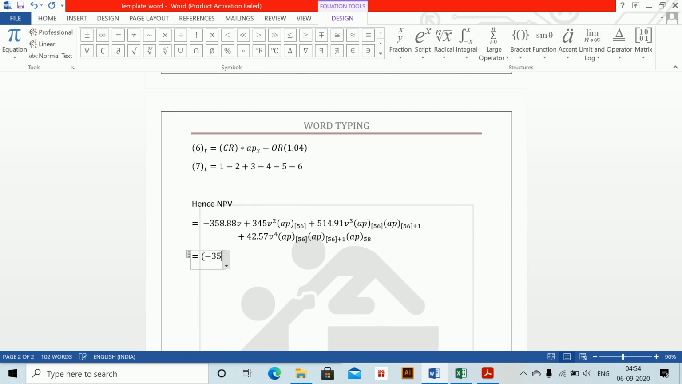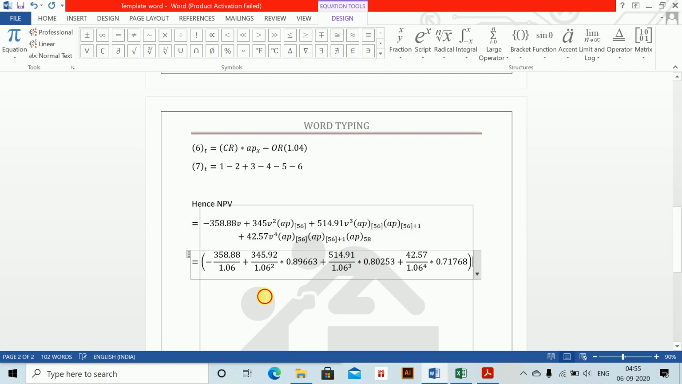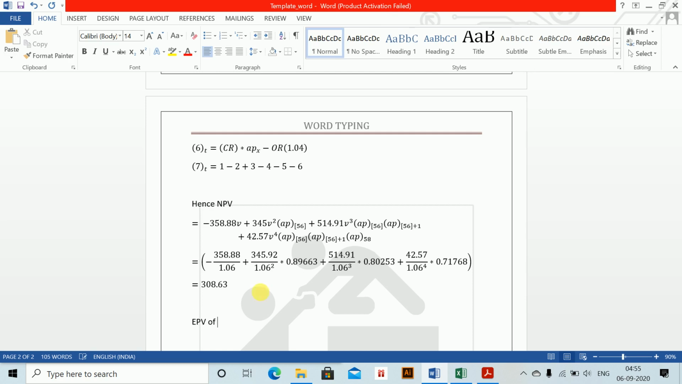So this is equal to minus 358.88 divided by 1.06 plus 345.92 divided by 1.06 square into 0.89663 plus 514.91 divided by 1.06 to the power 3 into 0.80253 plus 42.57 divided by 1.06 to the power 4 into 0.71768. So calculating this is equal to 308.63.